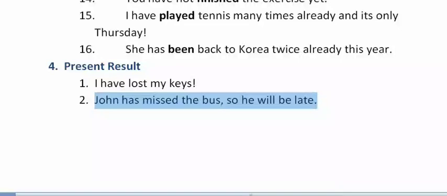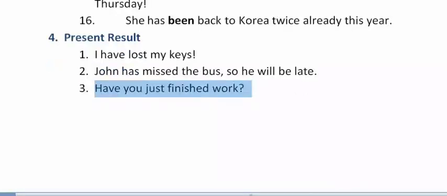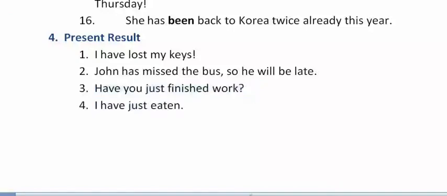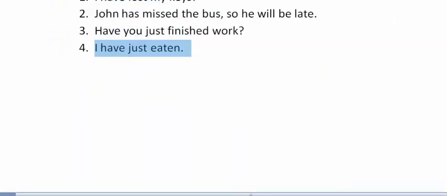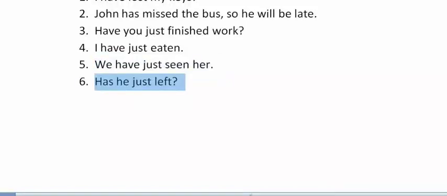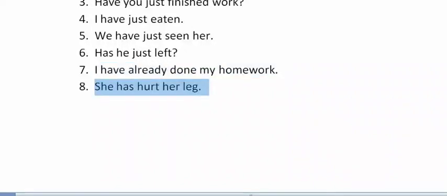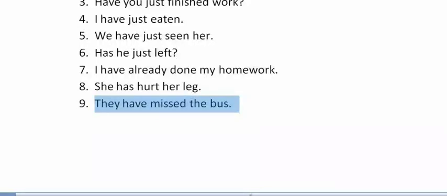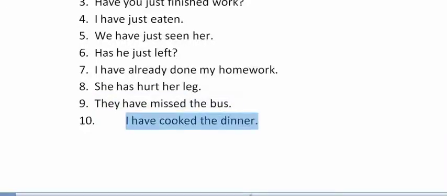For example, John has missed the bus, so he will be late. Or you can think like this. As a result of John missing the bus, he will be late. Have you just finished work? I have just eaten. We have just seen her. Has he just left? I have already done my homework. She has hurt her leg. They have missed the bus. I have cooked the dinner.